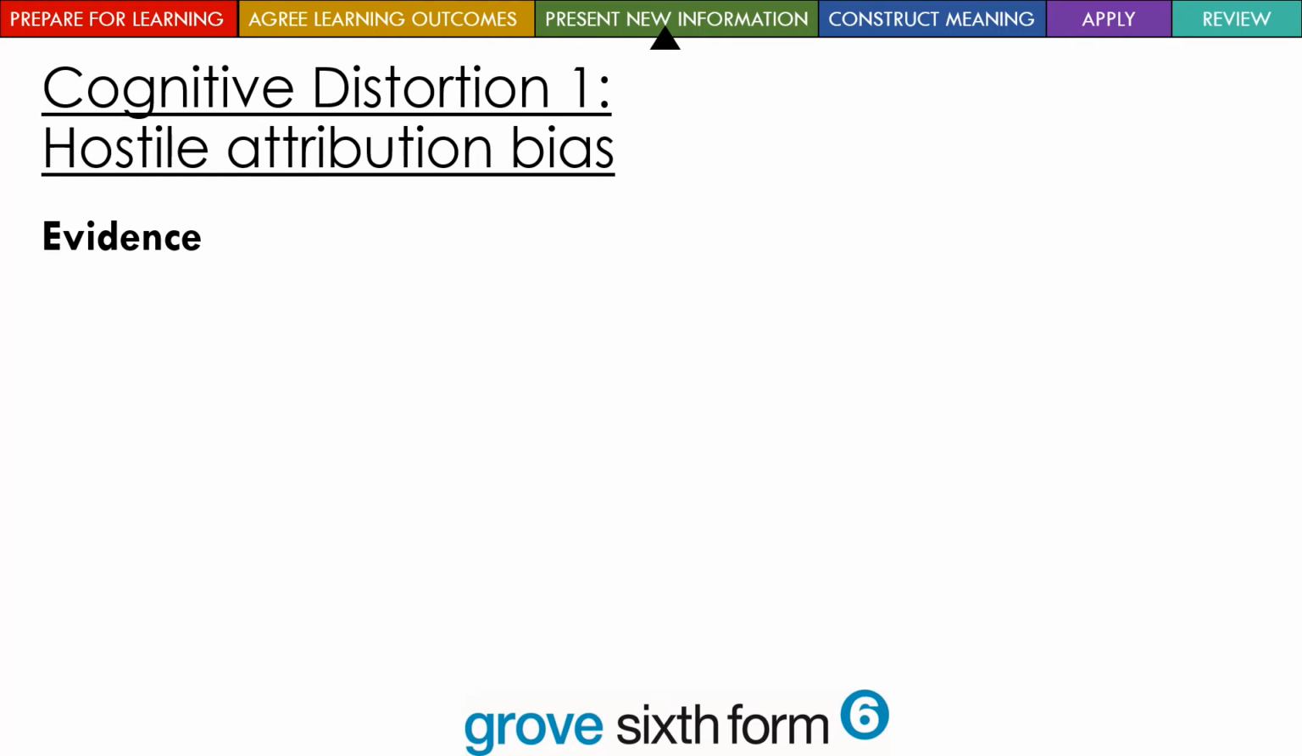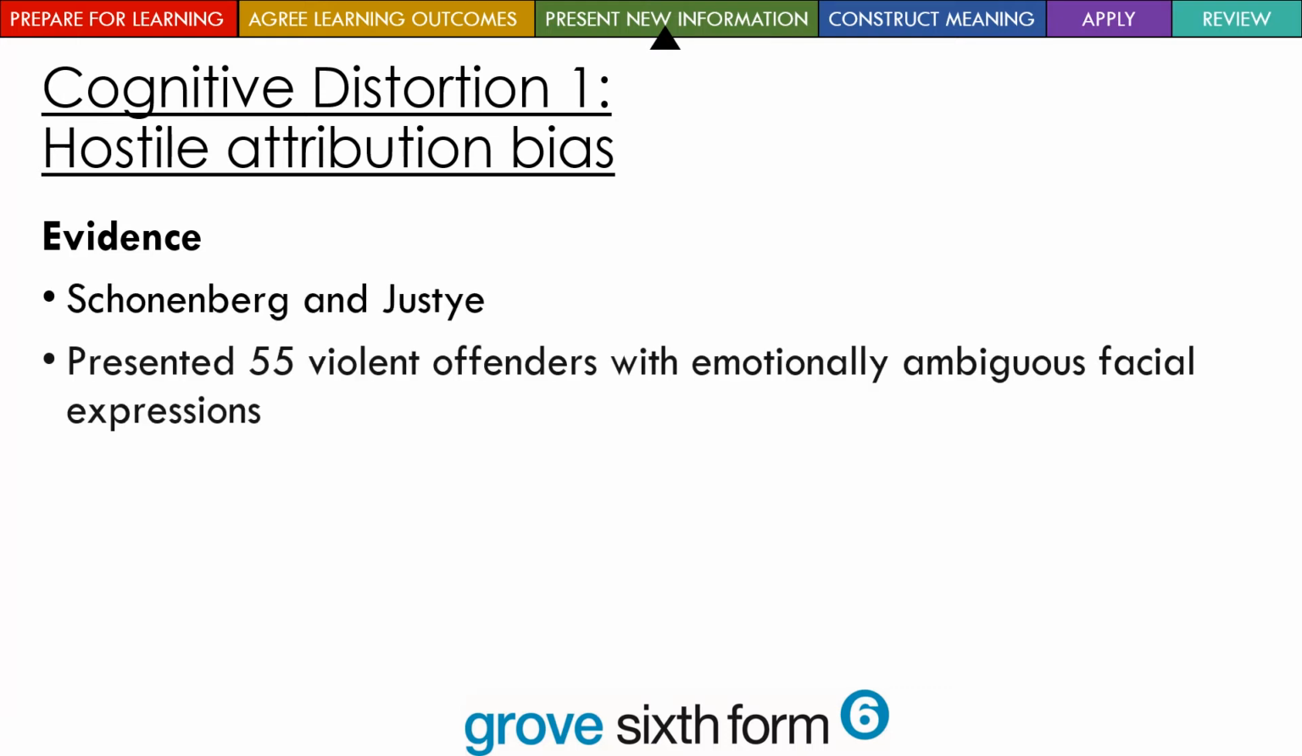Okay, so let's look at some of the evidence that you can present. As I say, you're not going to get a 16 marker just about cognitive distortions, but as part of shorter essays, you may well be asked to describe and evaluate, and equally, you absolutely could get a 16 marker where you're being asked to describe and evaluate cognitive explanations, where you'd be expected to bring in a range of different theories and analysis. So the evidence we'll look at here is the Schoenberg and Justy research.